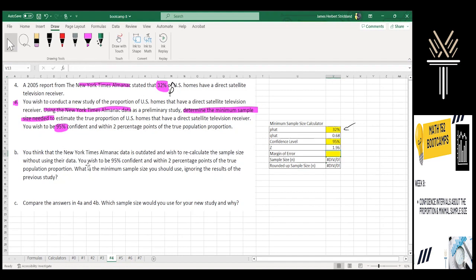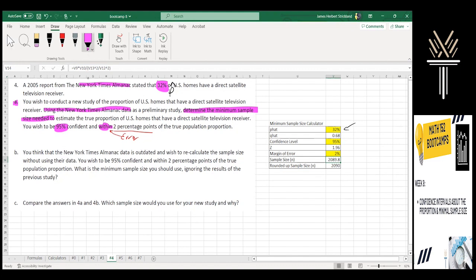Now we got to determine the error. How much can we be within? And so there's your big clue word, within. So this is telling us how much error we're willing to accept. We're willing to accept 2 percentage points of error. And so we're going to simply put 2% there. And there we have it.